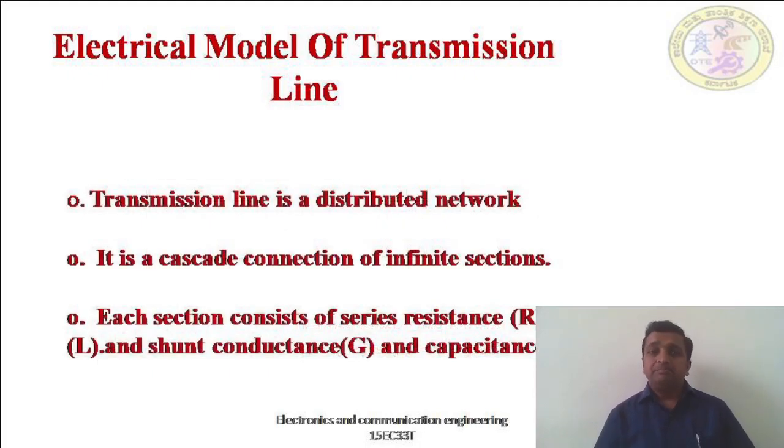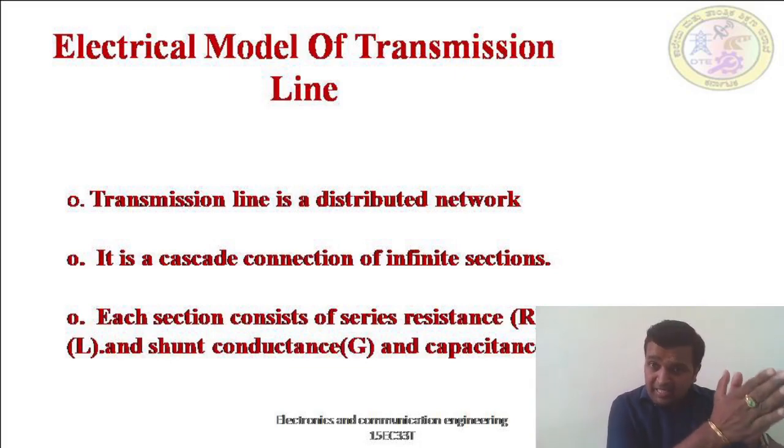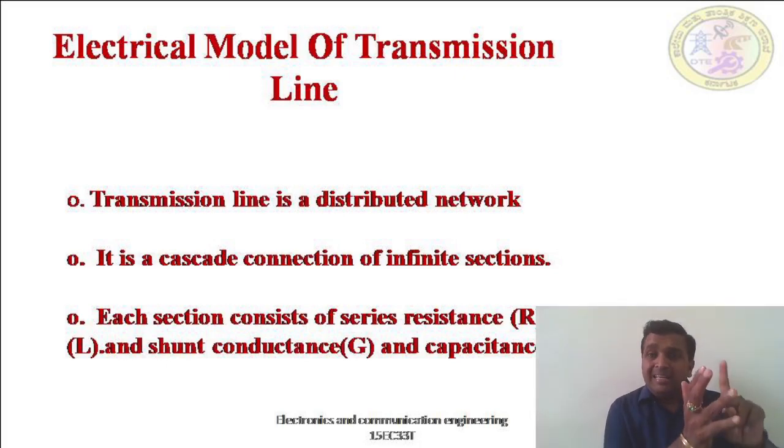As I summarized here, a transmission line is a distributed network. It's not lumped, it's a distributed network. It is a cascade connection of infinite sections. I told you before, the cable may be 100 kilometers, but you can cascade it into infinite divisions, where each division can have R, L, G, and C. In terms of R and L, I can get the series impedance Z. In terms of G and C, I can get the shunt admittance Y. Each section consists of series resistance, inductance, shunt conductance, and capacitance.